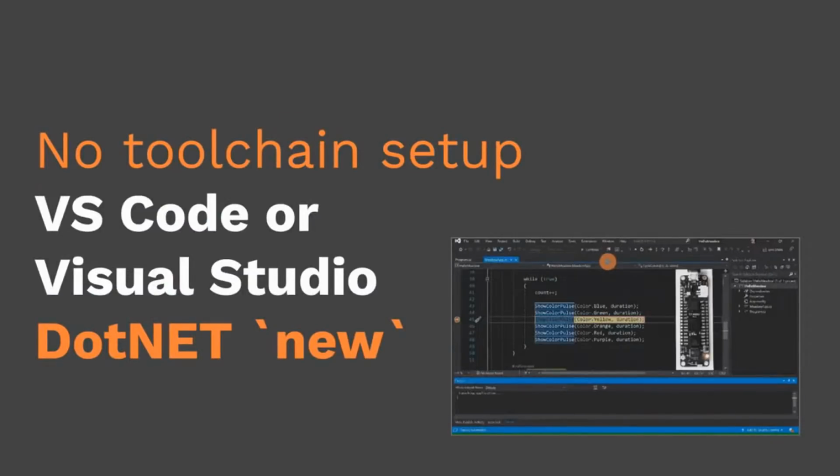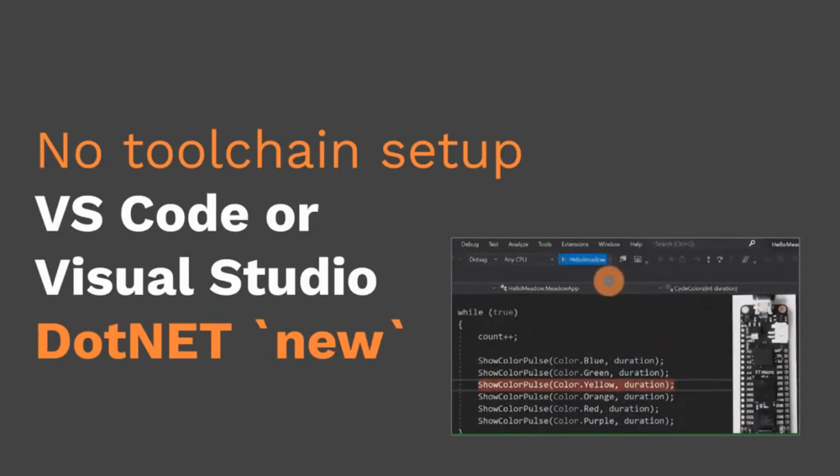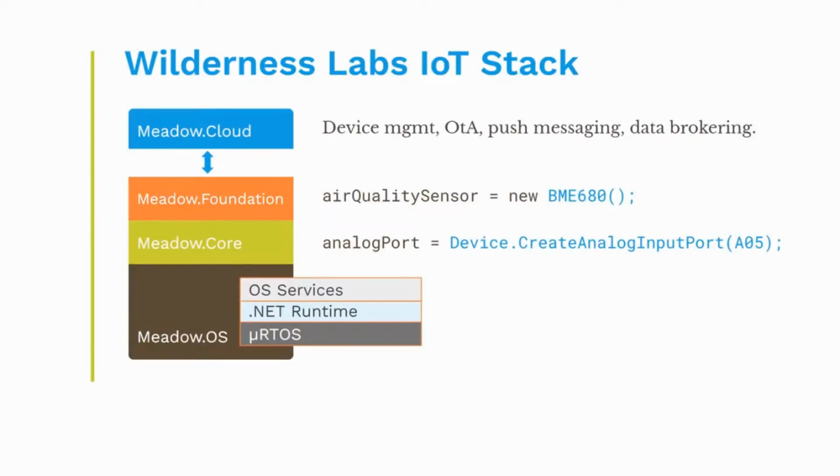So for Meadow, there's no real tool chain setup. You open Visual Studio, you hit File New, or it's as easy as opening up the terminal and typing .NET New. So you're not fighting with makefiles, you're not setting up compilers, you're doing .NET development like you would for any other .NET platform. And part of the magic here is the IoT stack.